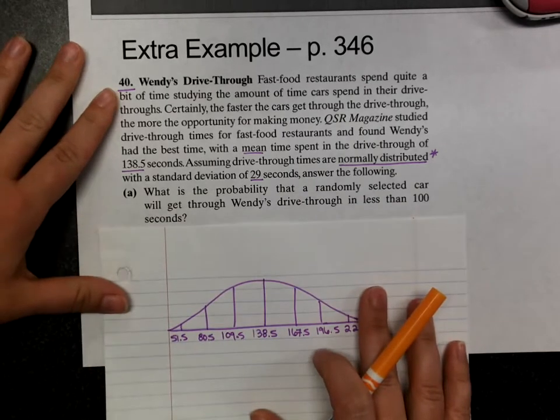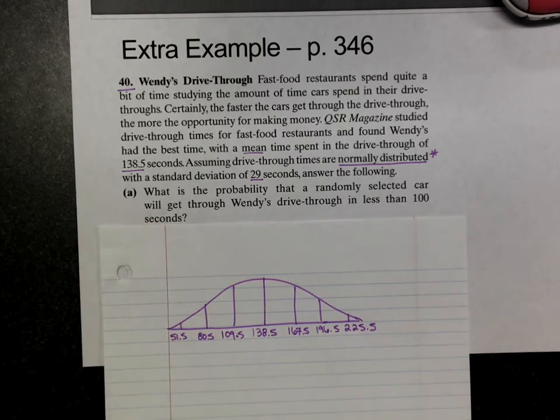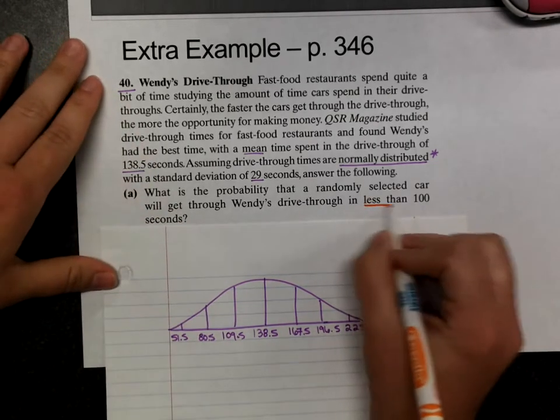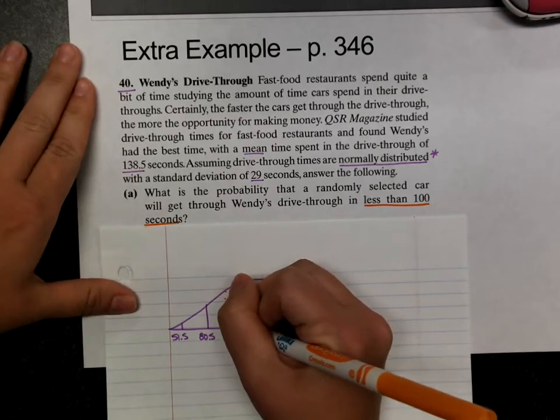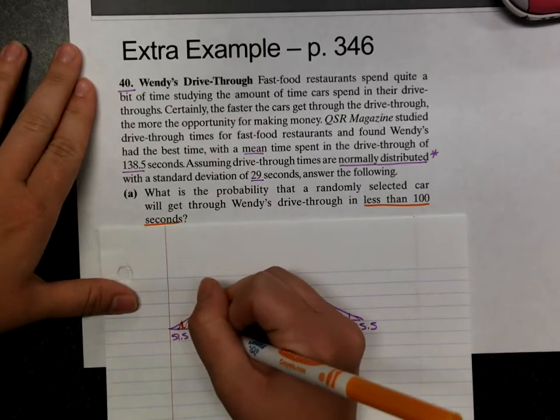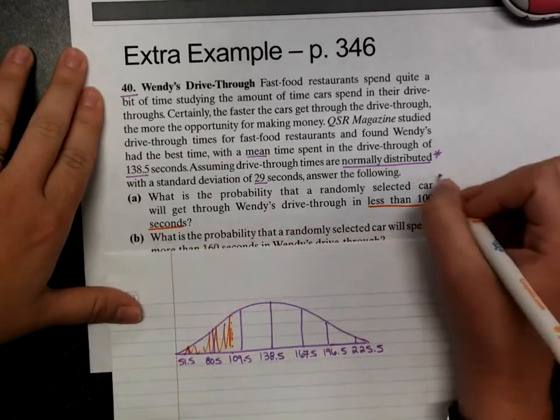Now we can look at the first question. What is the probability that a randomly selected car will get through the Wendy's drive-thru in less than 100 seconds? So 100 is somewhere in here. Less than would be over here. And so we can use our normal CDF.